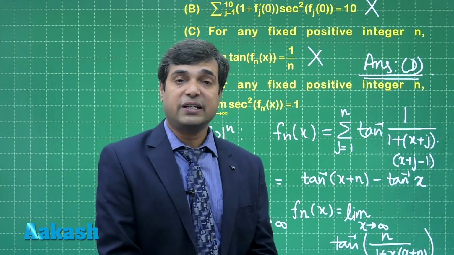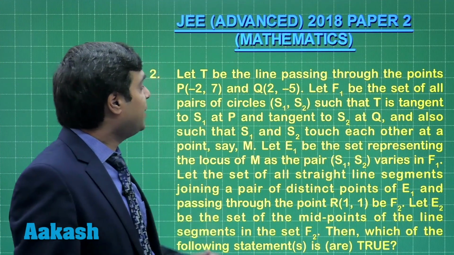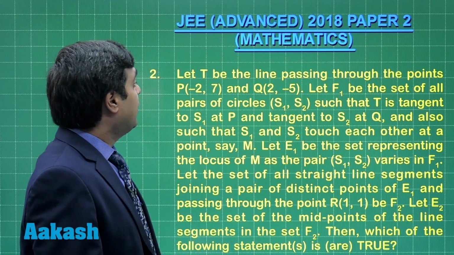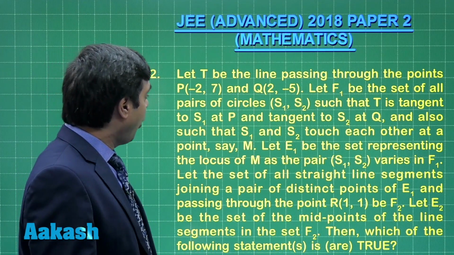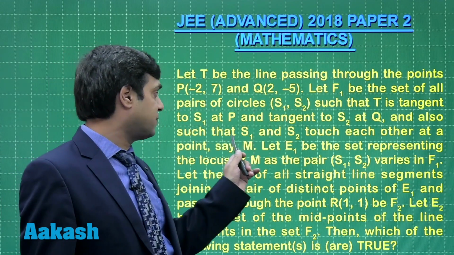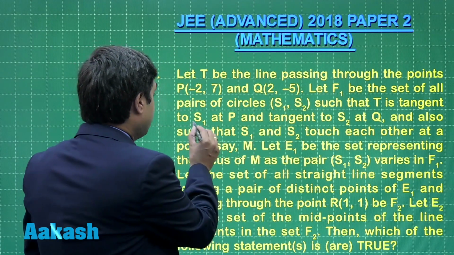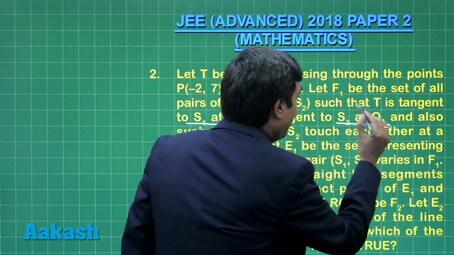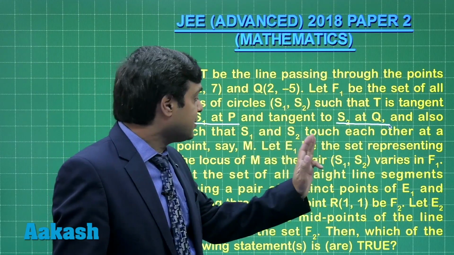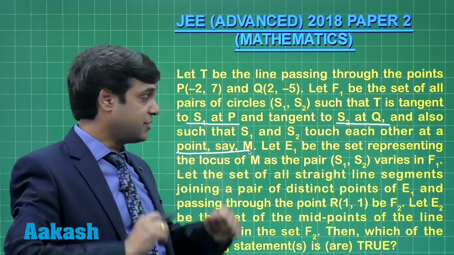Okay, moving to the next question, that is question number 2. Question number 2 says, let T be the line passing through the points P and Q. 2 points are given. Let F1 be the set of all pairs of circles S1, S2 such that T is tangent to S1 at P and tangent to S2 at Q. So, this is the tangent at P and for S2 at Q. Also such that S1 and S2 touch each other at a point, say M. So, the two circles are also touching each other.